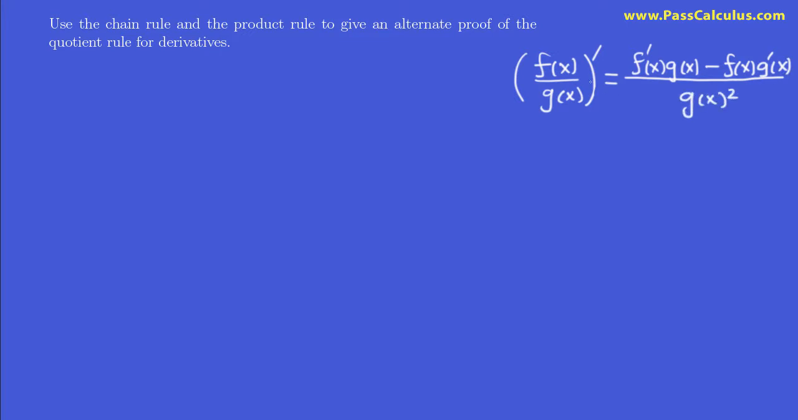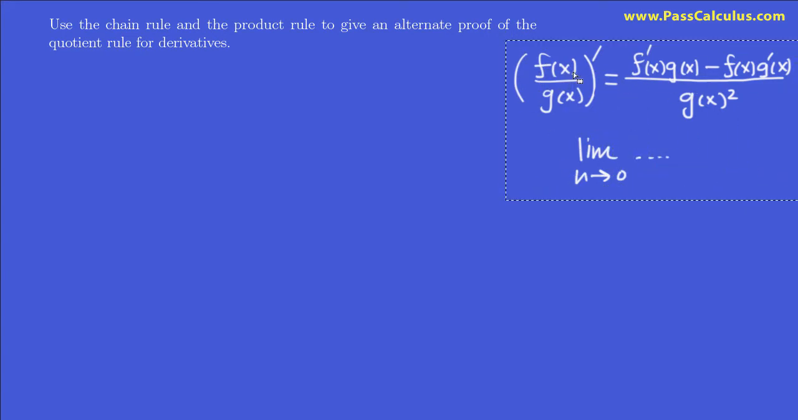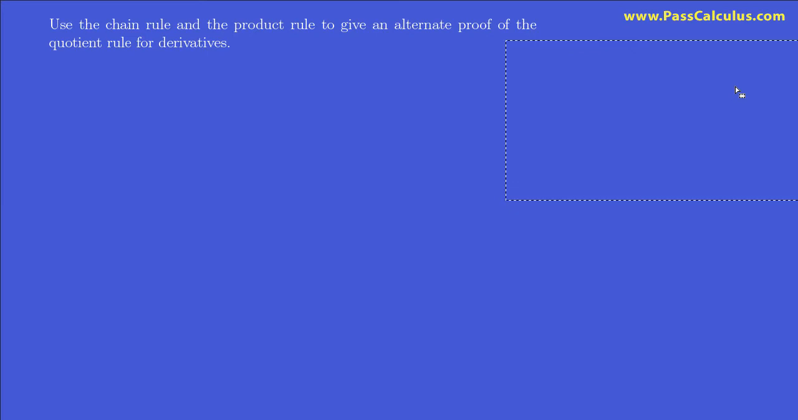So we want to derive this. We want to prove this somehow. Usually the way we do it, or the way we did it before, is using the definition of the derivative, the limit as h goes to 0. But we want to derive this another way. Let's see how that goes. So our end goal is to prove this statement, but we want to prove that using the chain rule and the product rule.